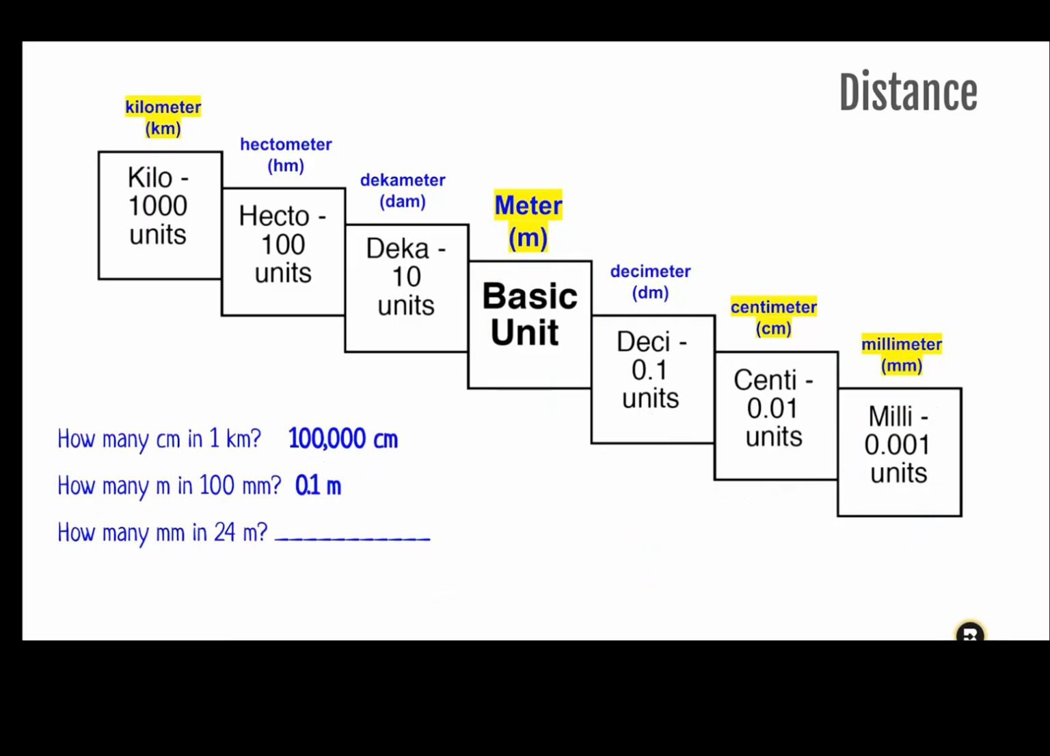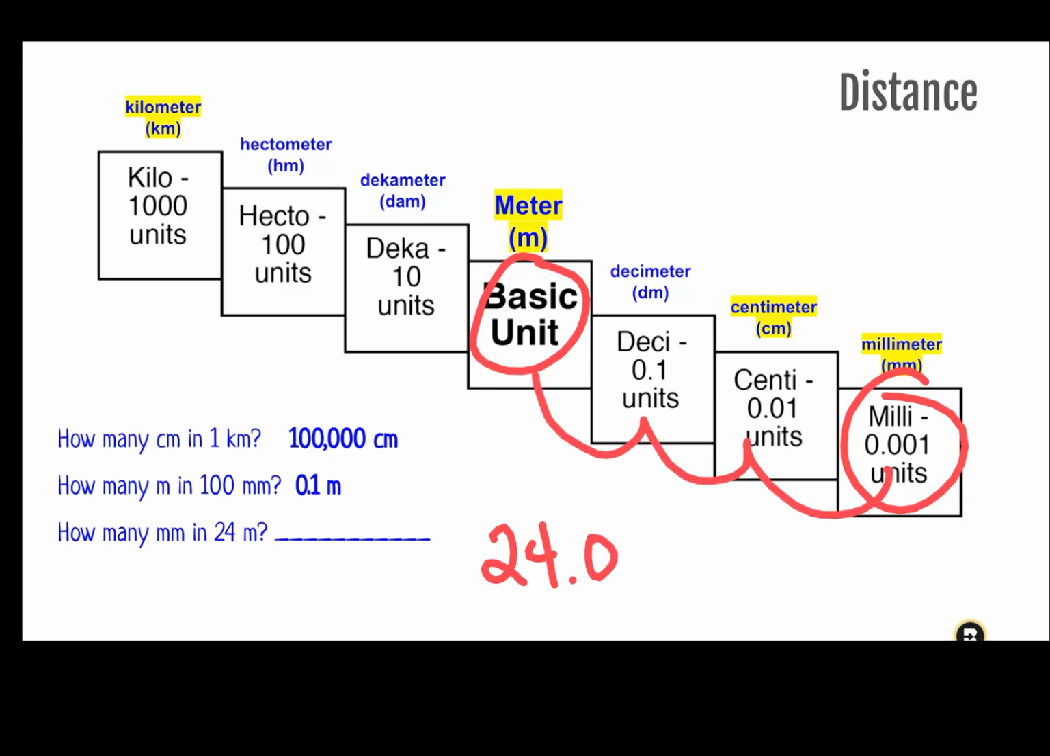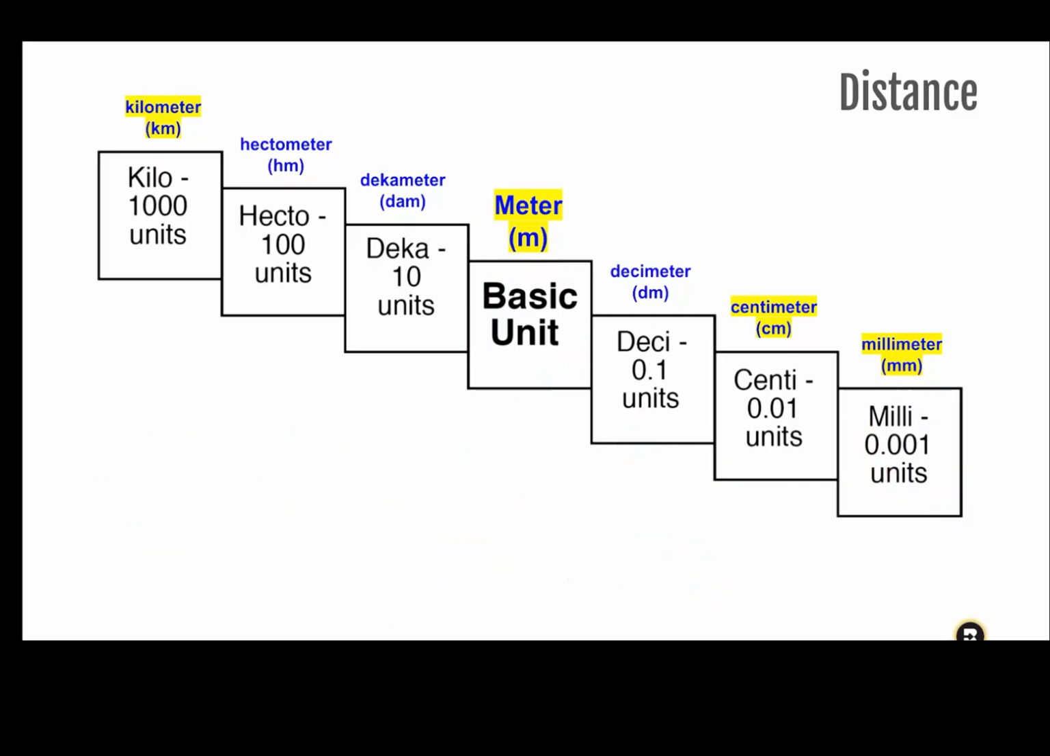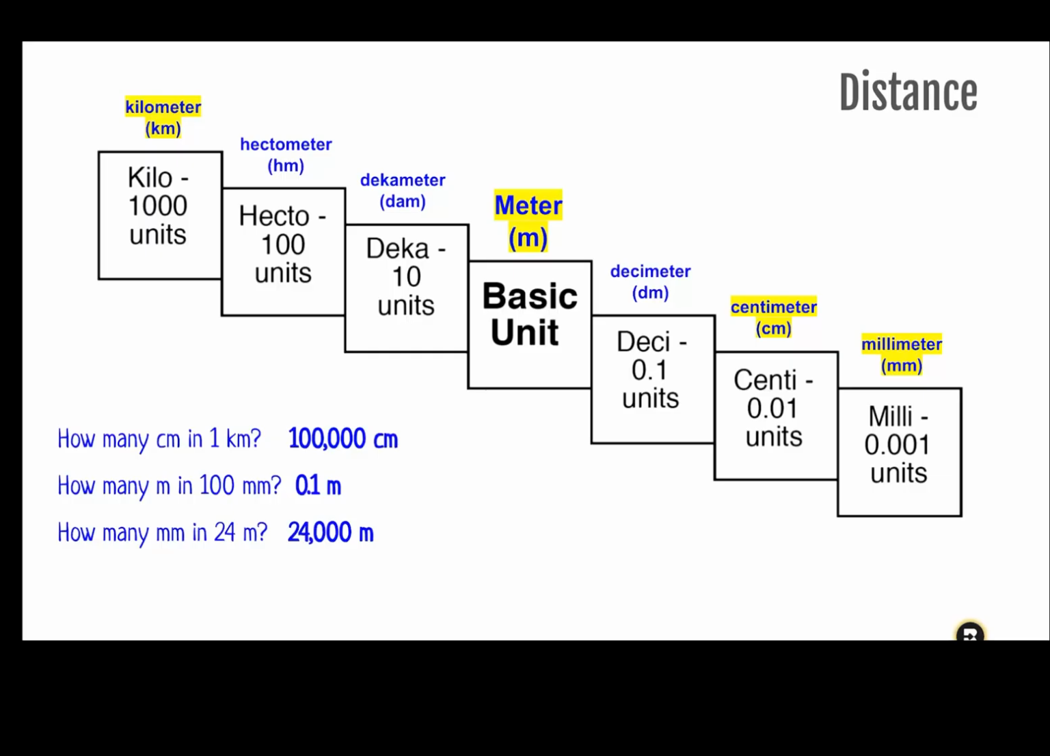How many millimeters in 24 meters? We're starting at meters, and I want to go to millimeters. I've got 24.0. So I'm going to hop 1, 2, 3 places to the right. 1, 2, 3. Add in my zeros, and the answer is 24,000 millimeters. So, really powerful tool here. All right.